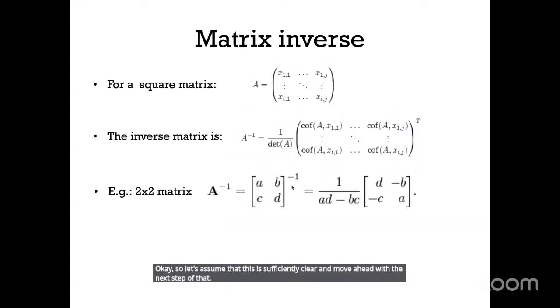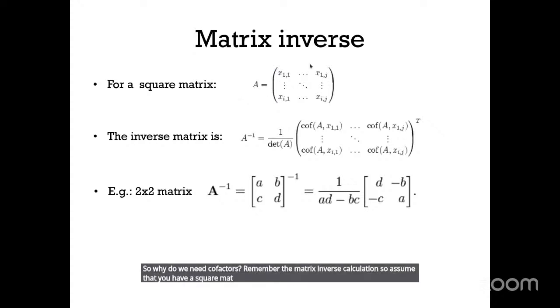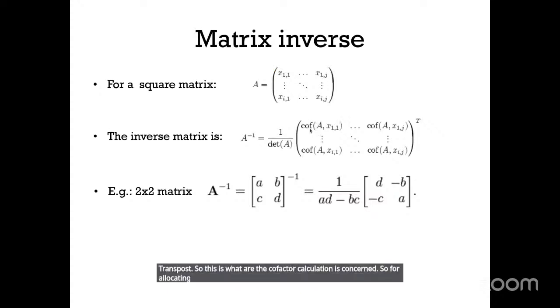So why do we need cofactors? Remember the matrix inverse calculation? Assume that you have a square matrix A which is defined as this. The inverse of the matrix is 1 by the determinant of A times the cofactor at each instance, transposed. This is where the cofactor calculation comes in. The previous slides showed how to calculate these cofactors. So this is how we define the A inverse.